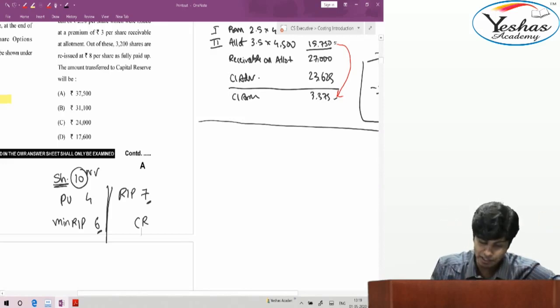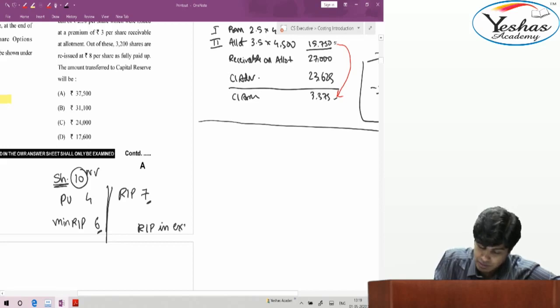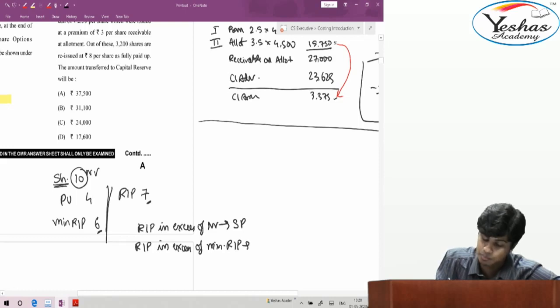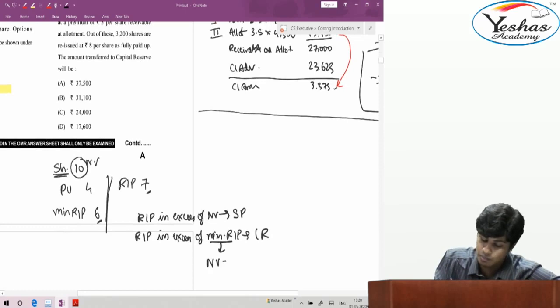I'll repeat. Reissue price in excess of nominal value is securities premium. Reissue price in excess of minimum reissue price will go to capital reserve. What do you mean by minimum reissue price? Nominal value minus paid up. However much is the previously paid up.